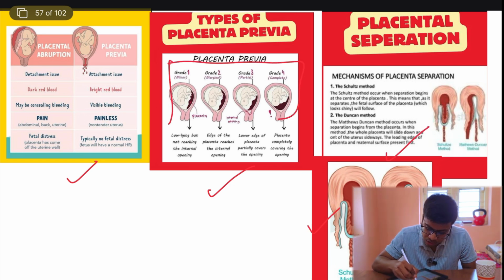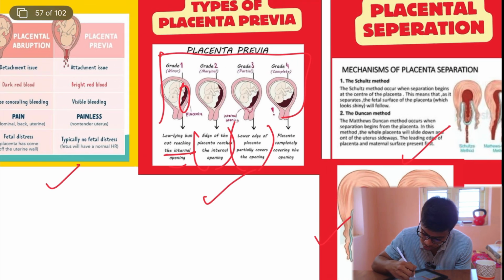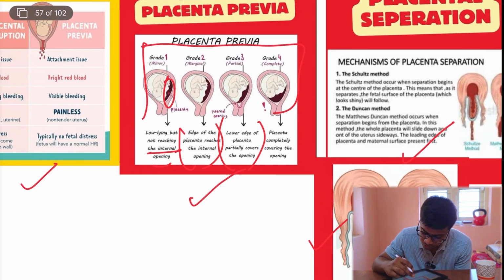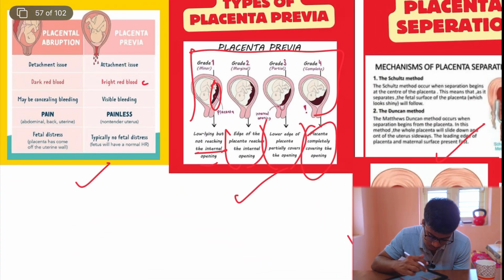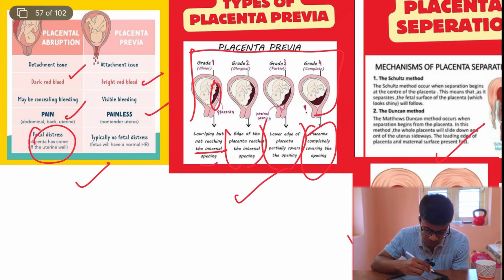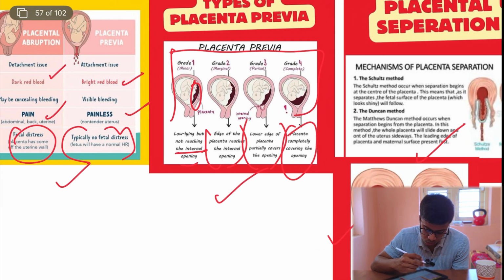These are the grades you can learn. Grades can be asked. Grade 1 is minor, that is low lying placenta but not reaching the internal os. Then we have edge of the placenta reaching the internal opening, that is grade 2 marginal. Then we have partial, that is lower edge of placenta partially covers opening. And then we have grade 4, that is completely covering. Then again, bright red is previa, dark red is abruption; pain in abruption, previa painless; and fetal distress will be there in abruption, and in previa, no fetal distress.